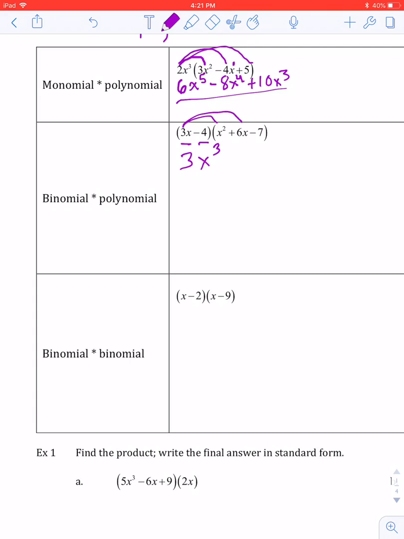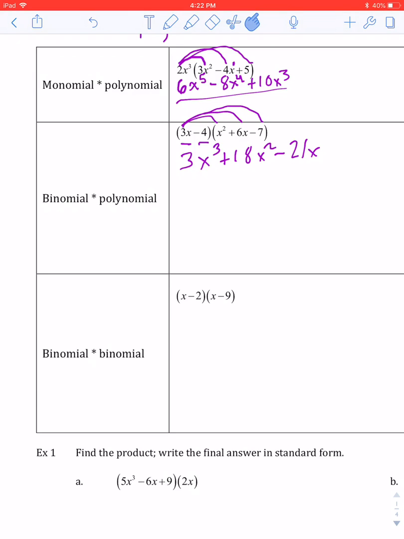I have 3x times a positive 6x. So that means I'm going to get a positive 18x squared. Add my exponents of the x here and x here, both of them with no exponents, so I know they're 1s. 1 plus 1 is 2, so it's going to be 18x squared. And the last one for the first term is going to be 3x times a negative 7. Remember, don't forget your signs here. I know it's going to be a negative 7 because the subtraction sign is right there. So I have 3x times a negative 7. No exponents to add, so it's just going to be a negative 21x.